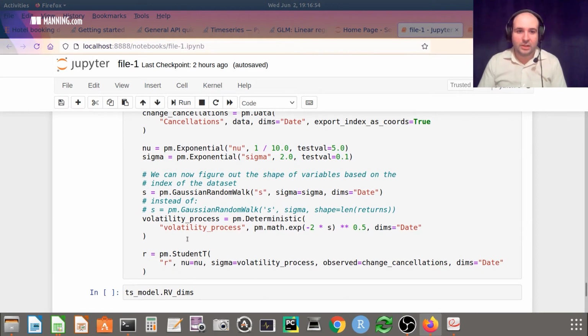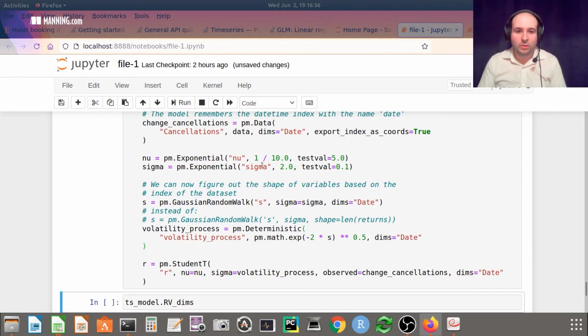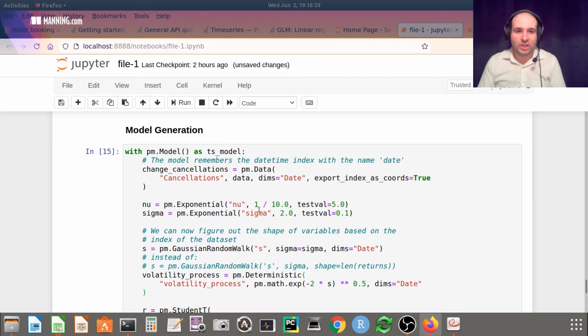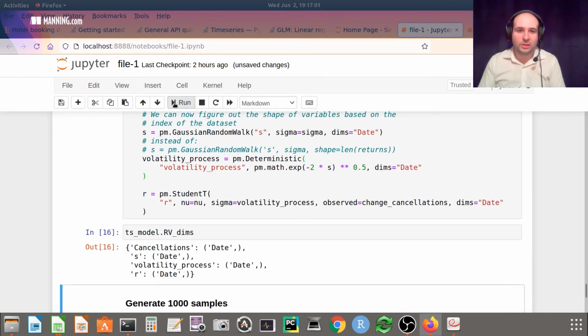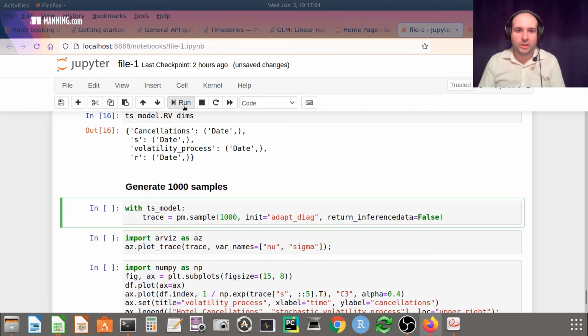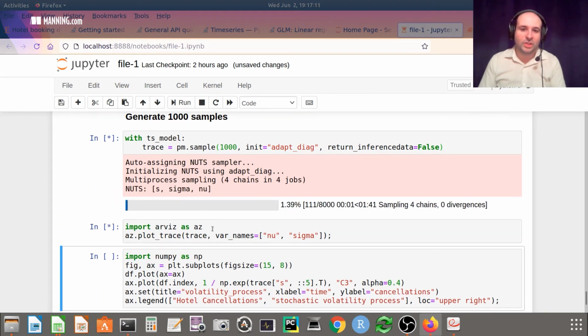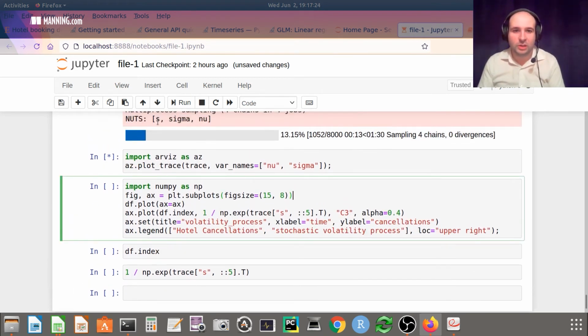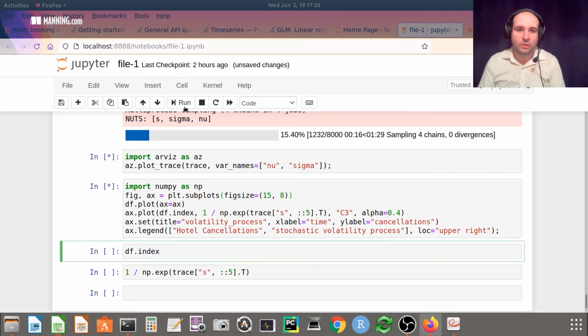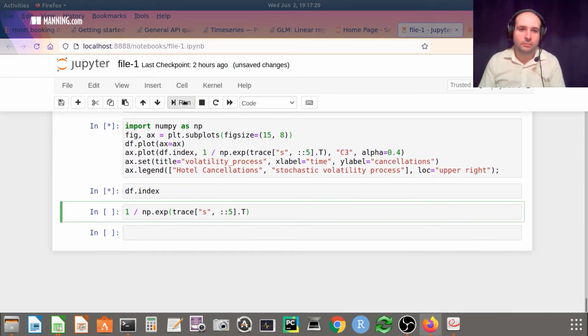So let's go ahead and run the model. We're using the student t distribution to model the volatility process here. We generate 1,000 samples. ArviZ is being used to generate the plots for this. It's a separate library that we're using in conjunction with PyMC3. This might take a little while, so I'll just go ahead and run the remaining lines.